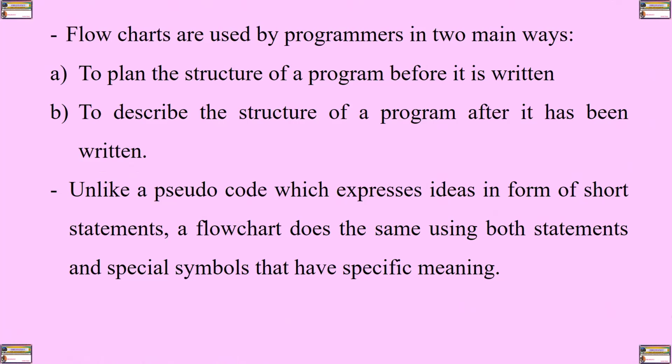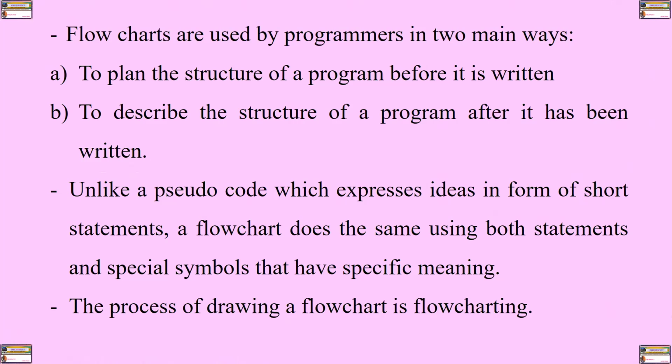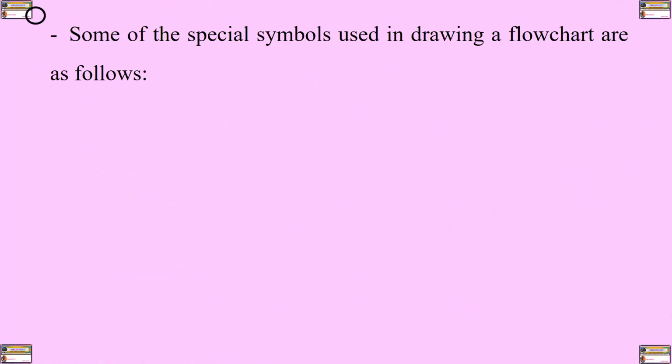Unlike a pseudocode, which expresses ideas in the form of short statements, a flowchart does the same using both statements and special symbols that have special meaning. The process of drawing a flowchart is called flowcharting. Some of the special symbols used in drawing a flowchart are as follows. The first symbol is this one.